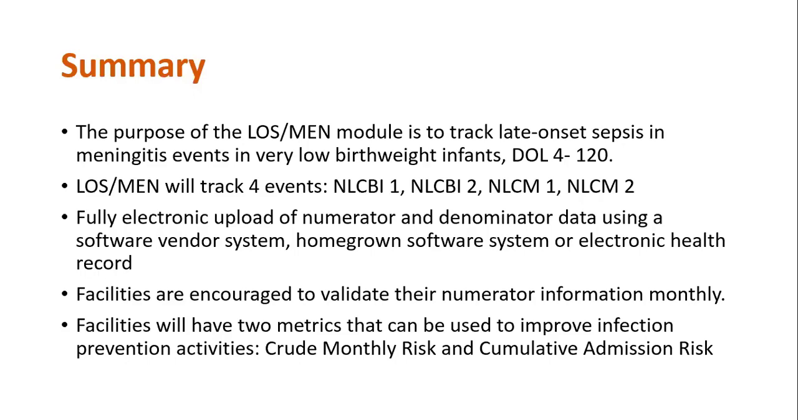There will be a fully electronic upload of numerator and denominator data using a software vendor system, homegrown software system, or an electronic health record. Facilities are encouraged to validate their numerator information monthly. Facilities will have 2 metrics that can be used to improve infection prevention activities: the crude monthly risk and cumulative admission risk.